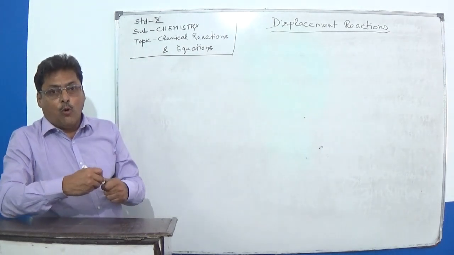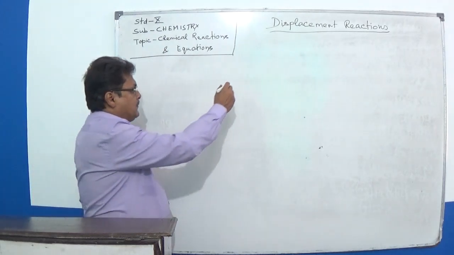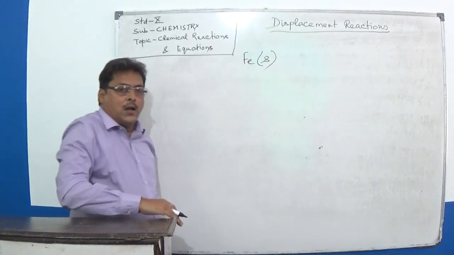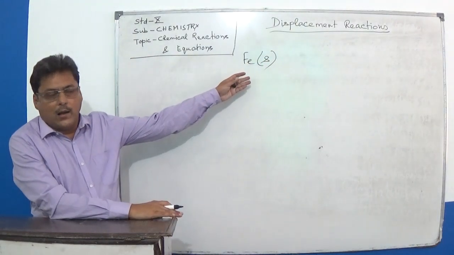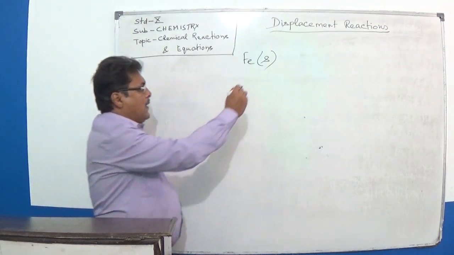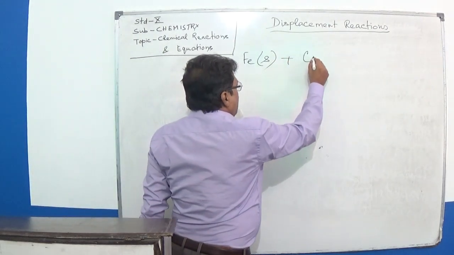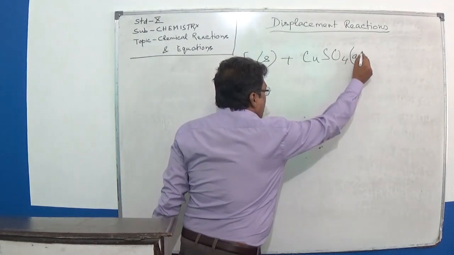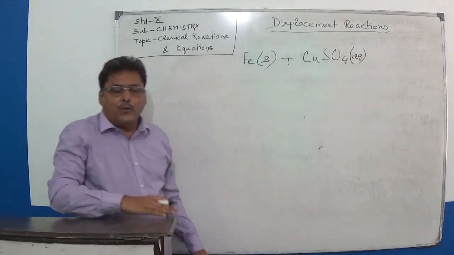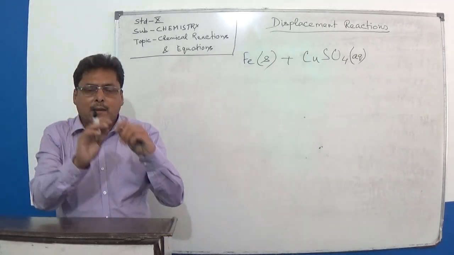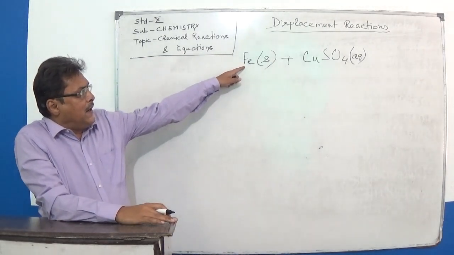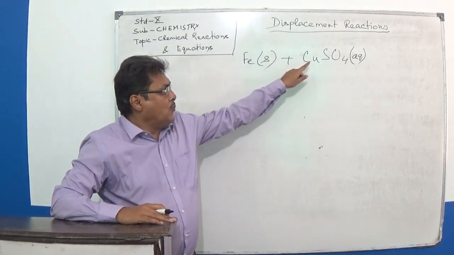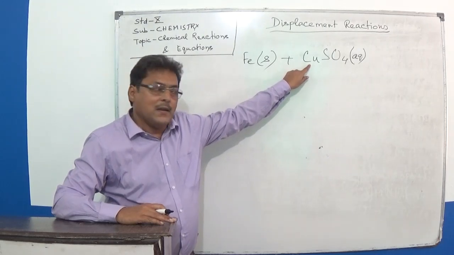It is more common. Suppose we put some ferrum, you know, it is iron, in copper sulfate solution. Now if you go to the reactivity series, you will see that ferrum is placed upper than copper. Ferrum is more reactive than copper.